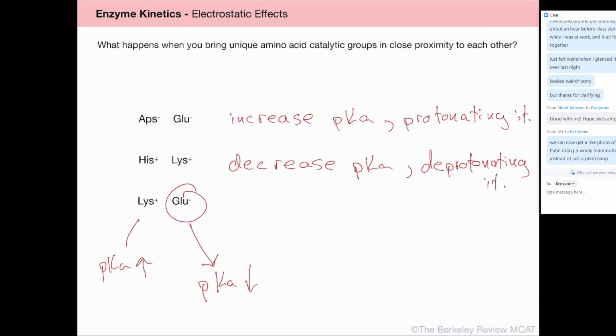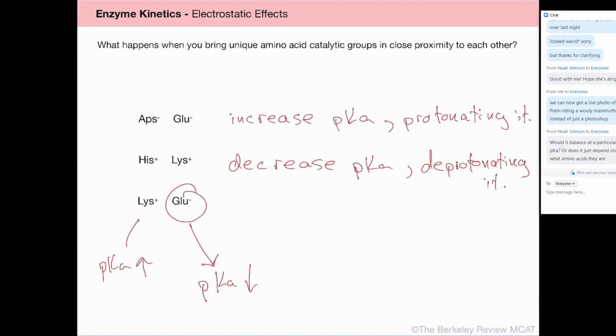Yeah, and they do it to each other, but just one of the groups is going to get the proton, because they both still want to be negative. They both, in this case, still have a low pKa, but they're just going to influence each other enough that one of them is going to end up grabbing a proton to reduce the electrostatic repulsions. Okay.